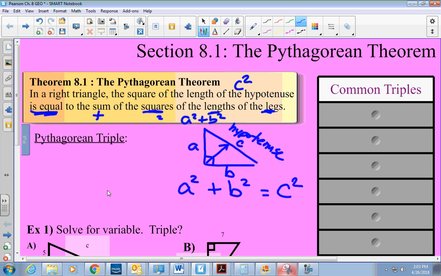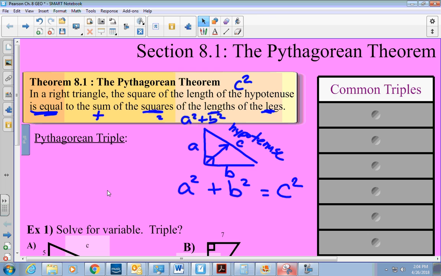So I find my leg length, I find my other leg length, square both of them first, then add them together, and then they're equal to my hypotenuse squared. That shouldn't be new to you. If this is the first time you're seeing the Pythagorean theorem, then I'm sorry I have failed you up until now, but I'm pretty sure we've done it this school year already.